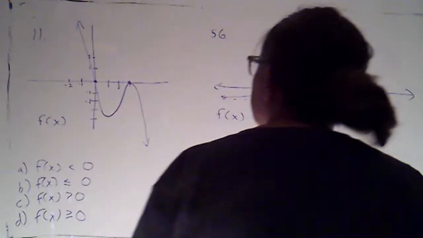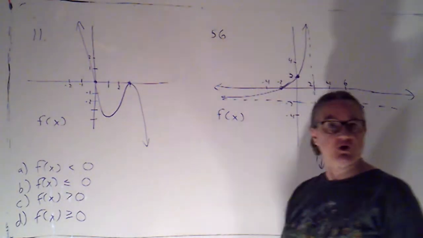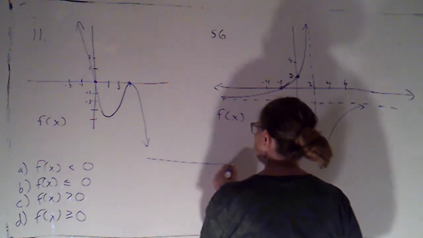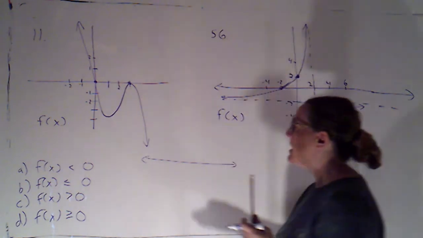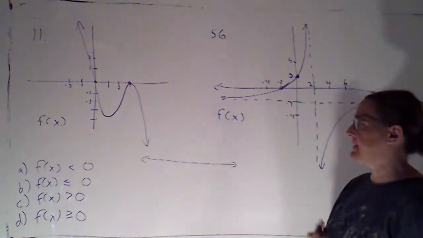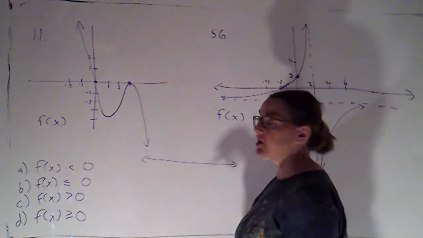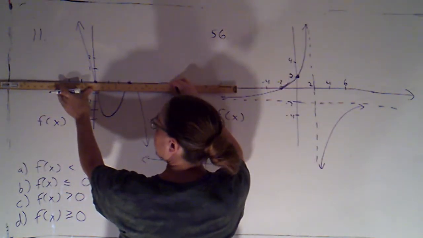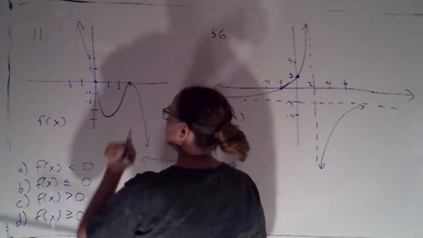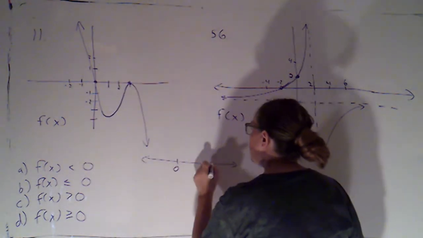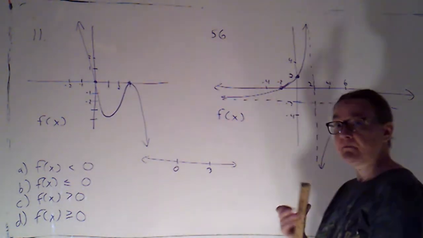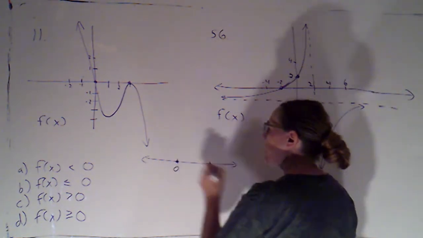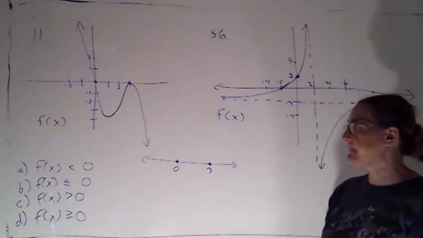I think what I'm going to do for both of these, although it's not strictly necessary to answer the questions, is just draw a number line to encode my answers. So if we work with number 11 here, the places where my function is equal to 0, that's going to be where we're actually on the x-axis. So those are my two x-intercepts, and I can see that those are at 0 and at 3. And I'm just going to put a filled-in point here to say that we're equal to 0 at that point.